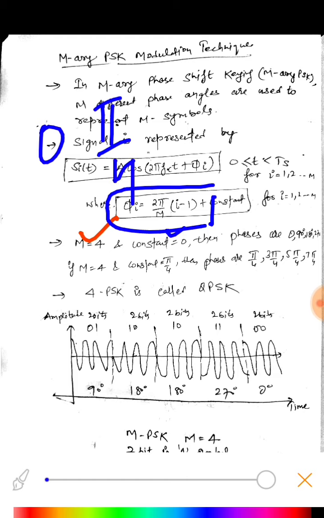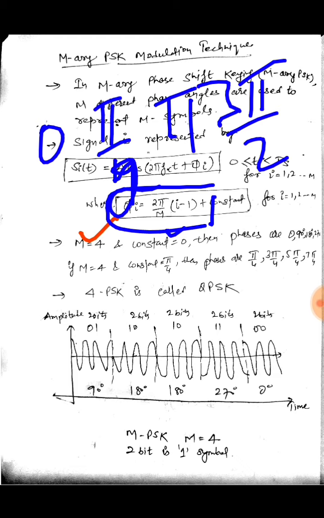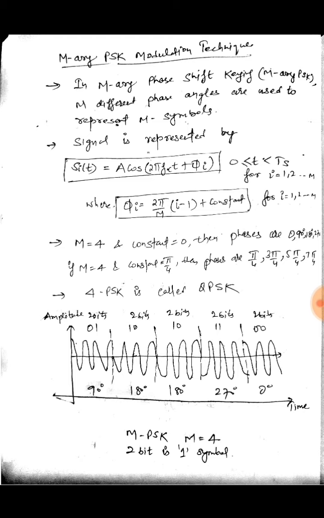pi by 2, that is 90 degree, pi and 3 pi by 2, that is 270. Similarly if we have M is equal to 4 and now the constant is pi by 4, then the phases would become pi by 4, 3 pi by 4, 5 pi by 4 and 7 pi by 4. So both of them are 4 PSK schemes and are also known as quadrature phase shift keying, which we have already seen in the previous lecture, the modulation and demodulation of QPSK as well.